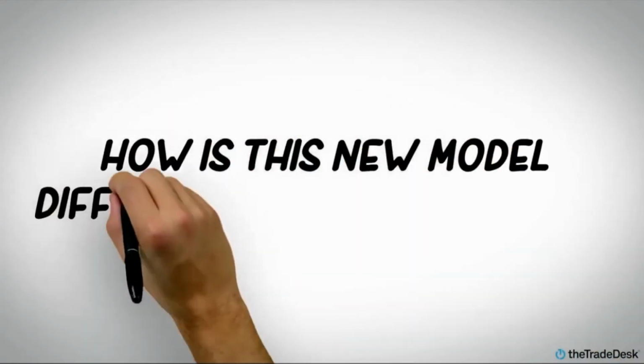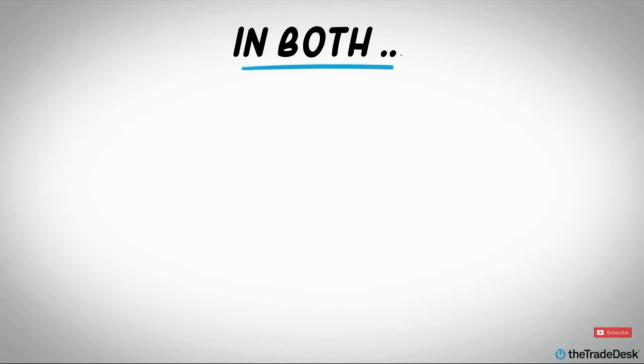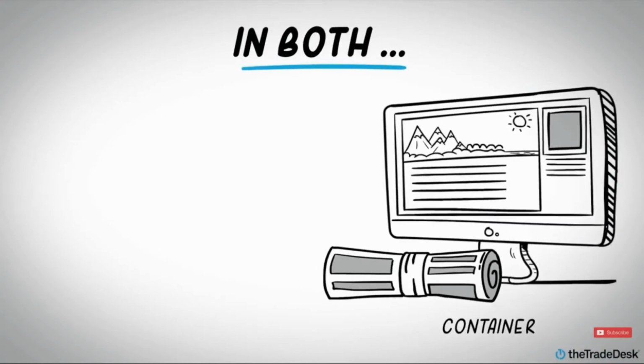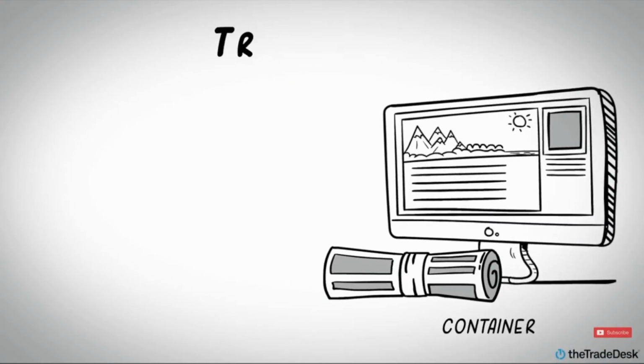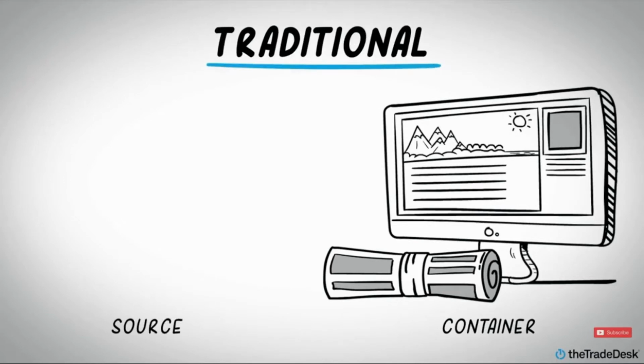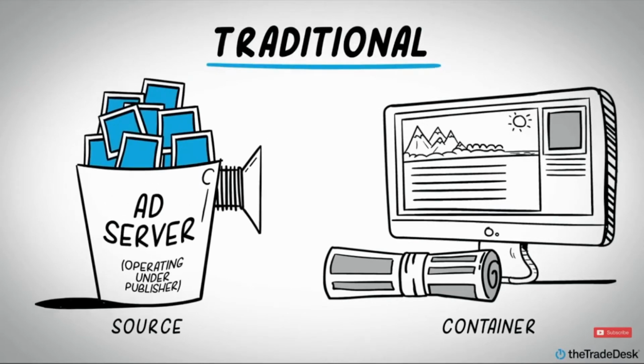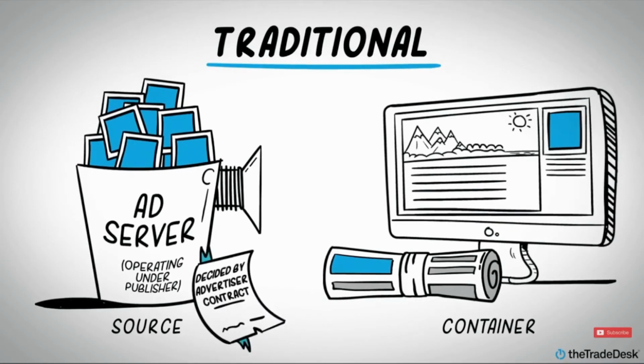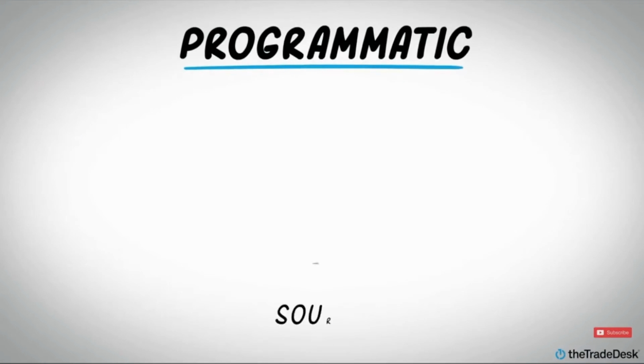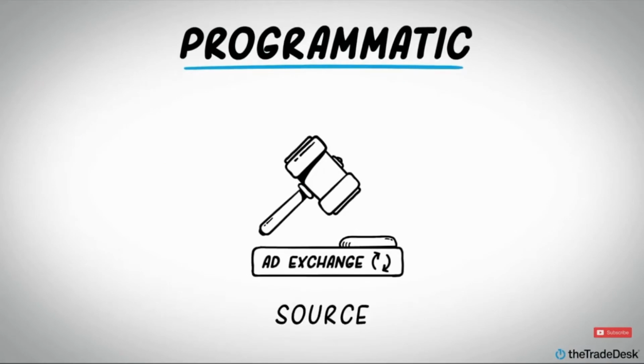How is this new model different from the old one? In both, you start with a container, or the place where an ad will be shown. In the old way of doing things, the source for this container would be an ad server operating under a publisher, which would fill the container with whatever ads had been decided on in their contract with an advertiser. In programmatic, the container source is an independent advertising exchange.